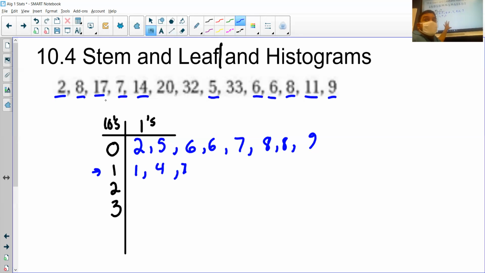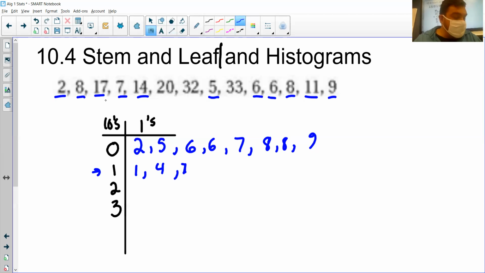The reason we rewrote it like this is so we could quickly look at these numbers and organize it fast. Can I do 11 before 17? You don't want to write the full number because you already said this is the 10s place. So it's redundant.